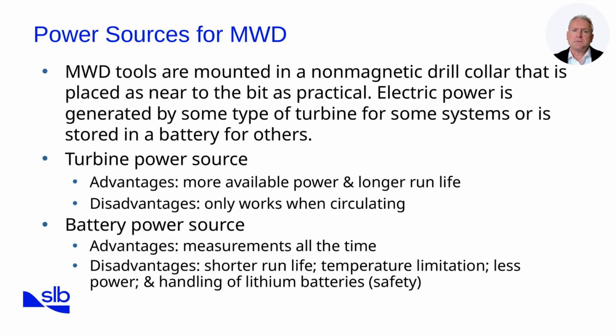MWD tools require reliable power sources to operate downhole. There are two primary systems, turbine power and battery power. Turbine-driven tools generate electricity from the flow of drilling mud. Their advantage is a virtually unlimited supply of power as long as circulation continues, making them suitable for long runs. The downside is that they stop producing power when pumps are off, limiting functionality during connections or trips.